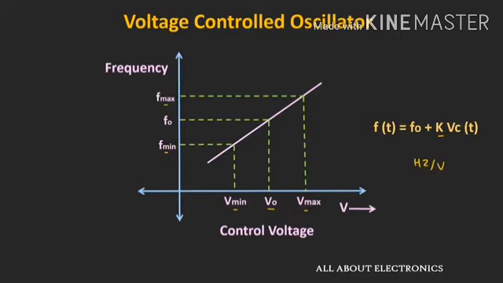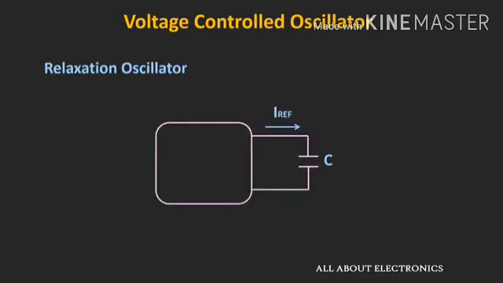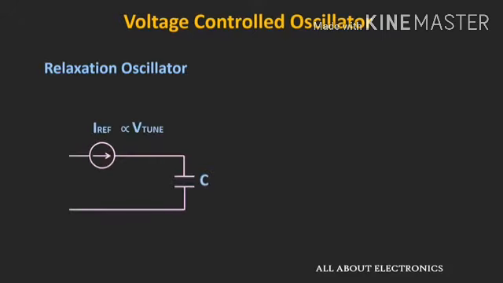So now let us talk about the relaxation oscillators. In a relaxation oscillator, by changing the charging current of the capacitor, it is possible to tune the frequency. In this type of oscillator, the charging current is proportional to the tuning voltage. That means by controlling this tuning voltage, we can change the rate at which this capacitor charges.